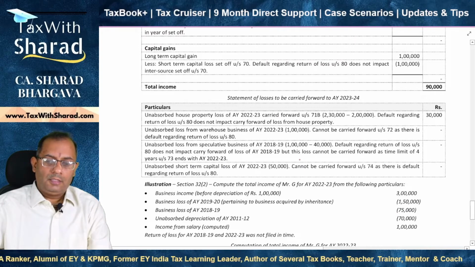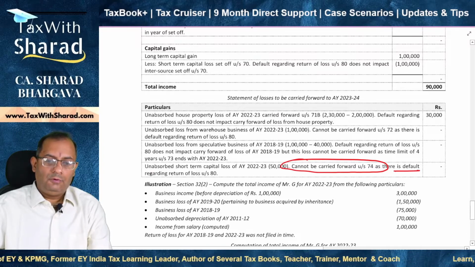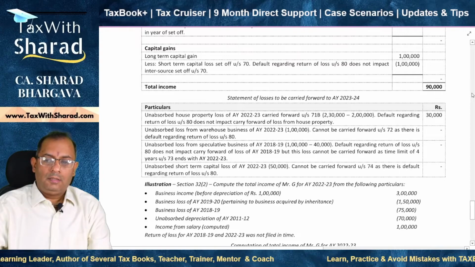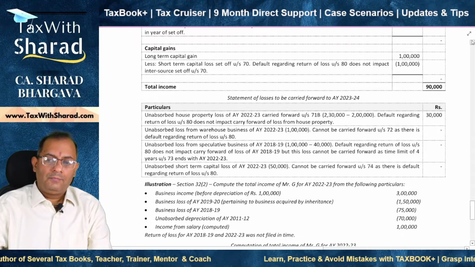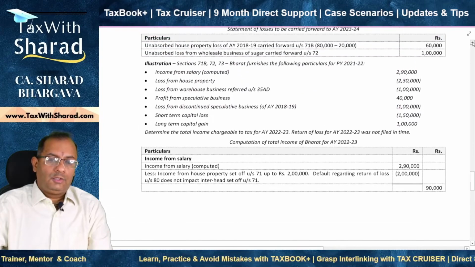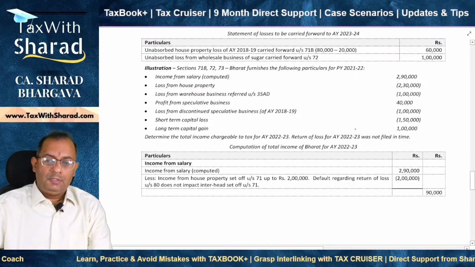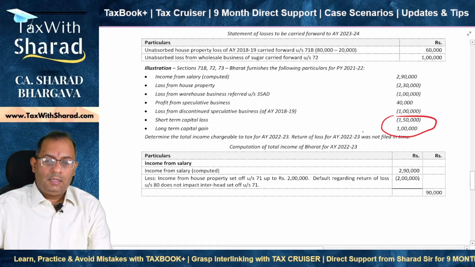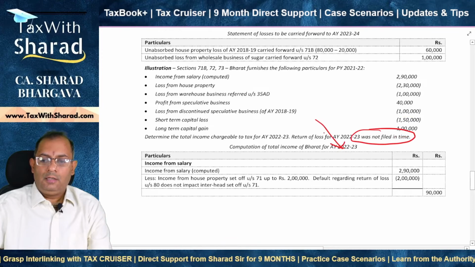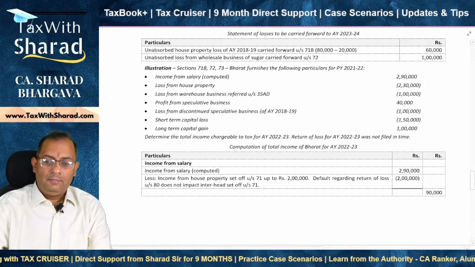But now the problem is that the balance short-term capital loss of 50,000 you cannot carry forward under section 74, as there is default regarding return of loss under section 80. So since the return of loss has not been filed within due time, and there is short-term capital loss of rupees 50,000 which remains unabsorbed, you cannot carry it forward to the subsequent year. This is disallowed because the return of current year was not filed in time.